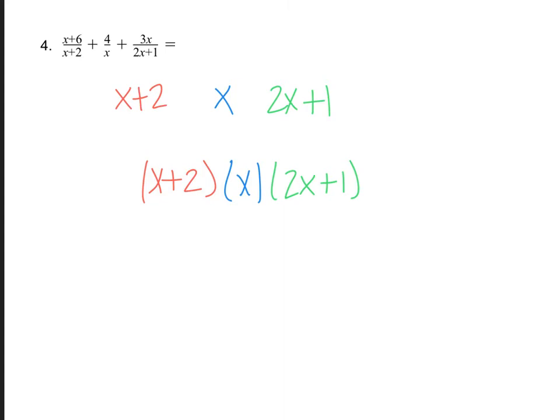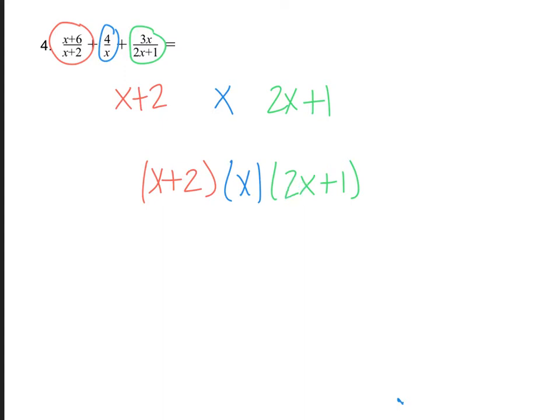Now, we are going to color code these fractions, right? So this is our red fraction, as probably most of you can see. This one's going to be our blue fraction, and this one's going to be our green fraction. Right, so the red fraction has a denominator of x plus 2. Now, what do I have to multiply x plus 2 by to get it to look like this? Well, obviously, you have to multiply it by the green and the blue. Got to multiply it by x and 2x plus 1. So that's what we're going to do.